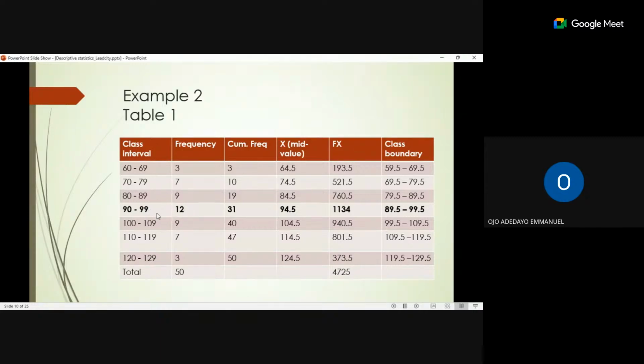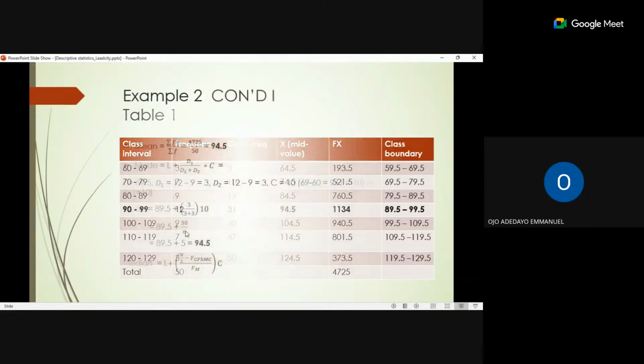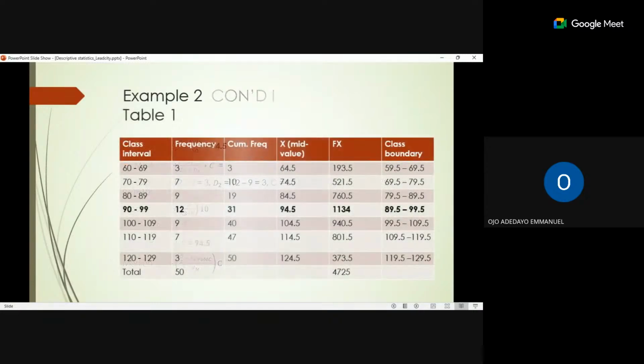We have just 12, like that, up to the last one. That is what I mean. That's how we get our frequency. So if you are given ungrouped data, you can group it, and therefore uniformity, so that you can have equal answers.